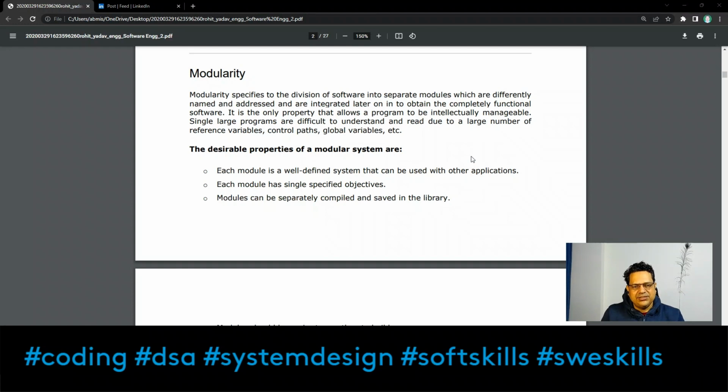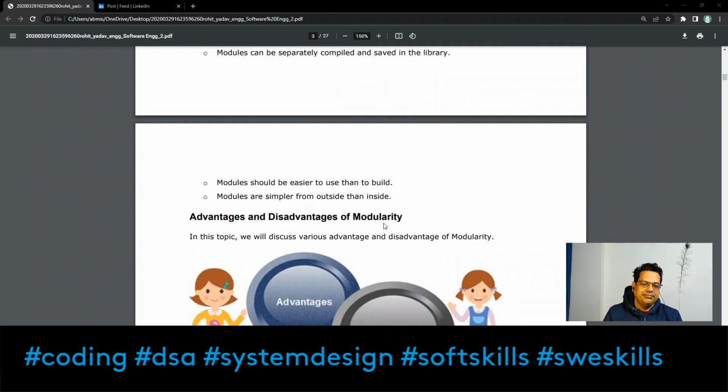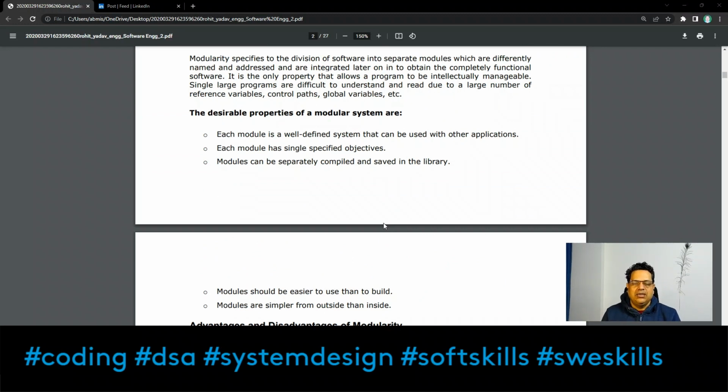But here modularity means you have to divide a big solution into small solutions, and those are the modules, different modules which together work to solve this big problem. Okay, so the desirable properties of modularity: each module is a well-defined system that can be used with other applications. Each module has a single specified objective, and a module can be separately compiled and saved in the library. Modules should be easier to use than to build. Modules are simpler from outside than inside. Okay, lots of theory, but simple to understand: every module is basically the smallest granular problem solution.